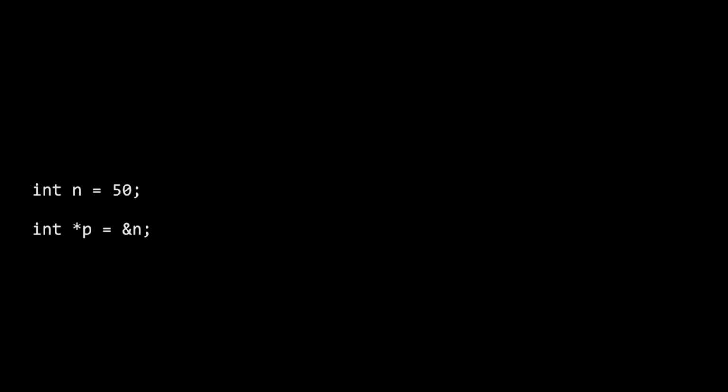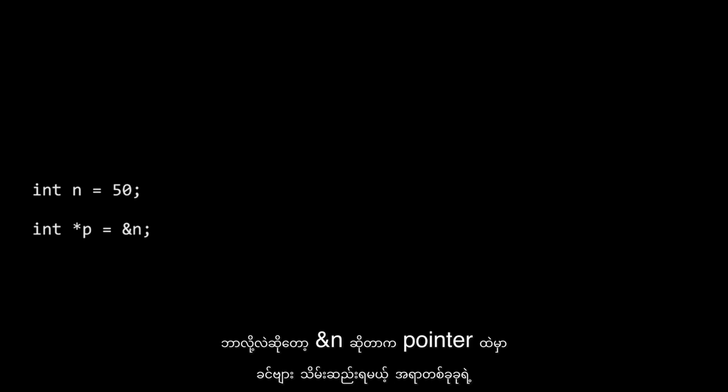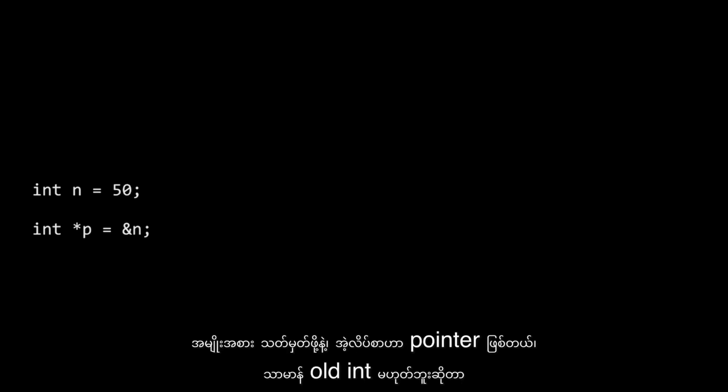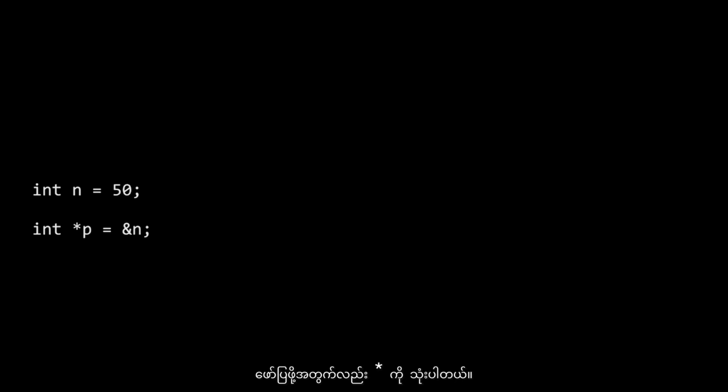So on the right-hand side, you have the address of operator. As always, with the equal sign, you copy from right to left. Because ampersand n is by definition the address of something, you have to store it in a pointer. And the way to declare a pointer is to specify the type of value whose address you're storing, and then use the star to indicate that this is indeed a pointer and not just a regular old int.